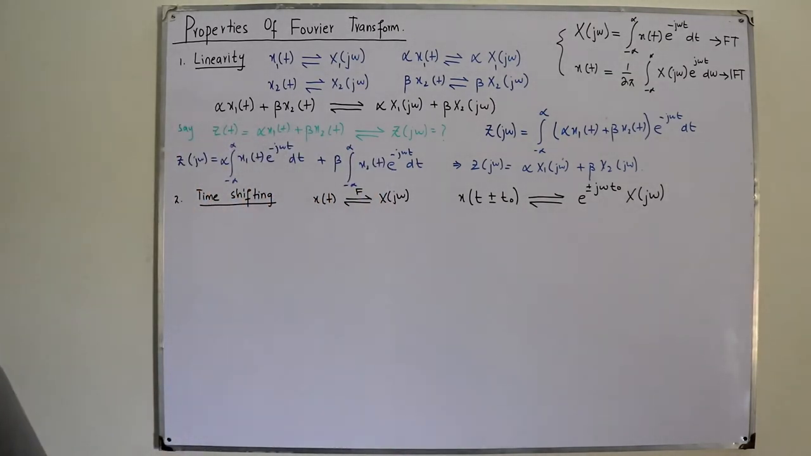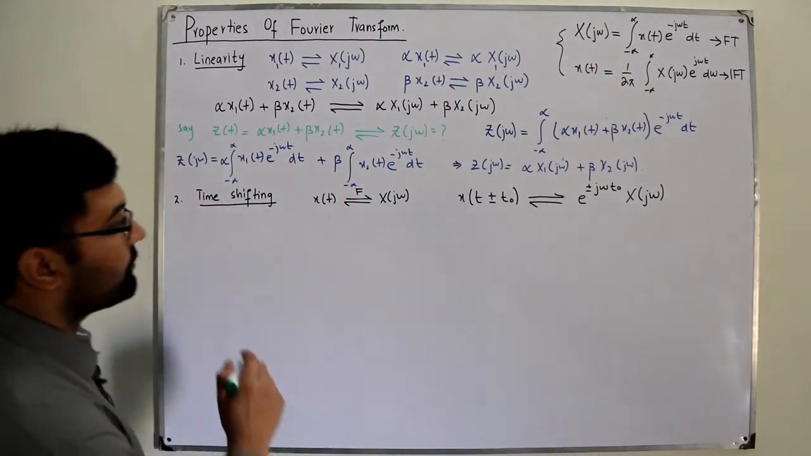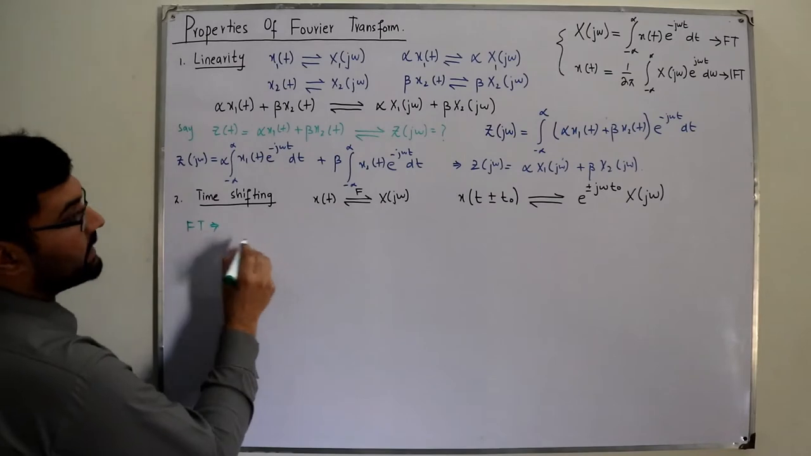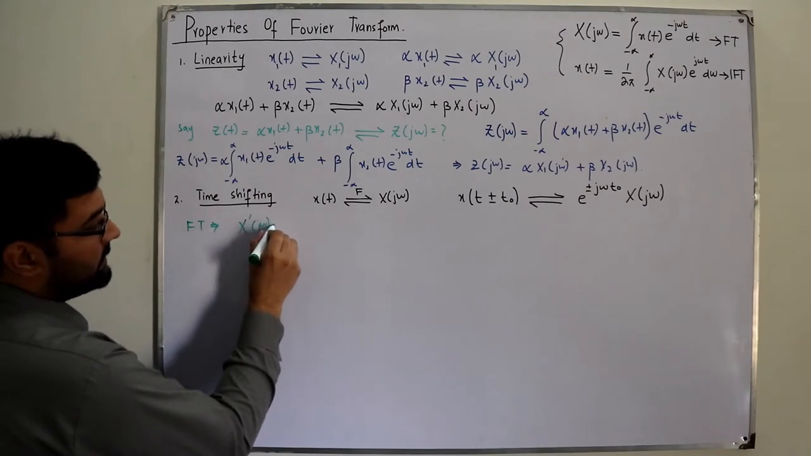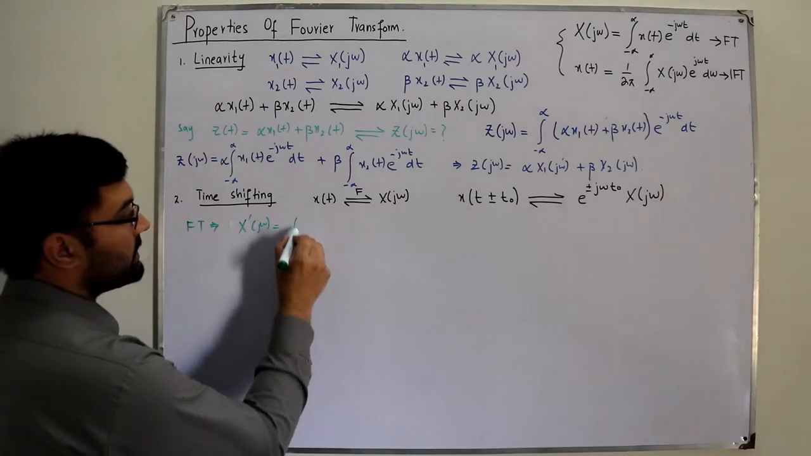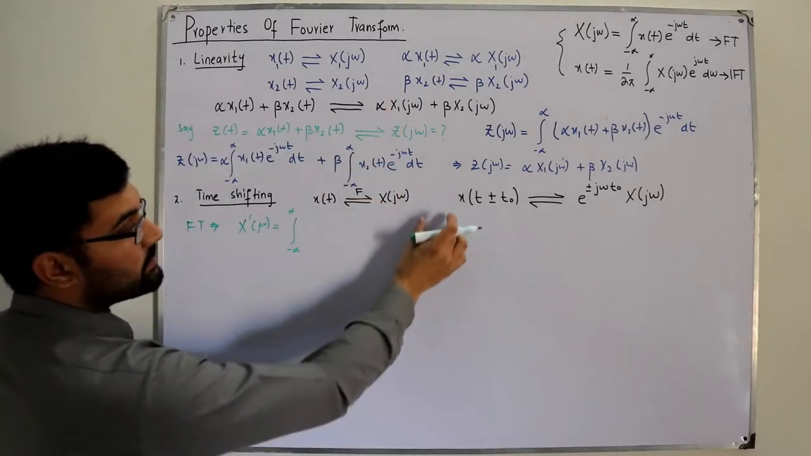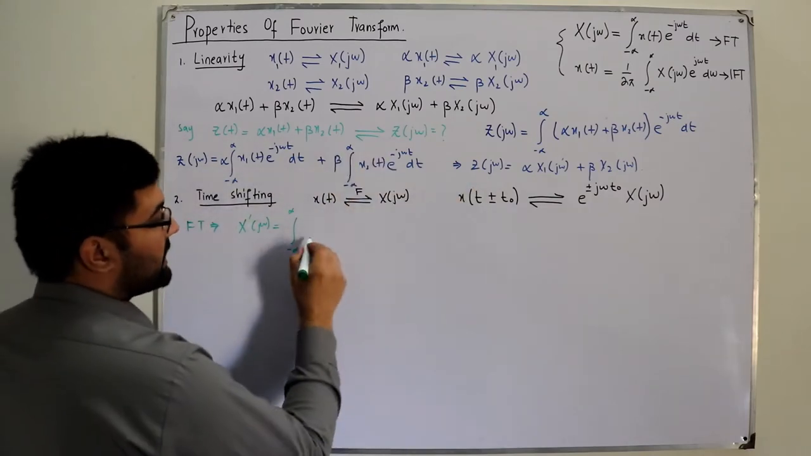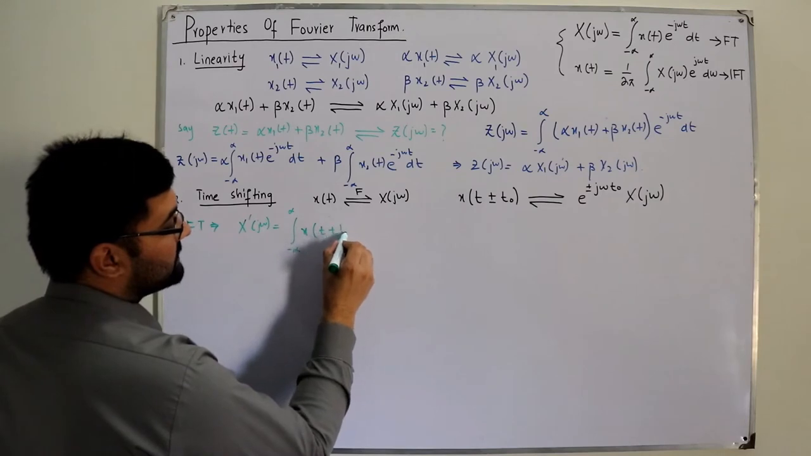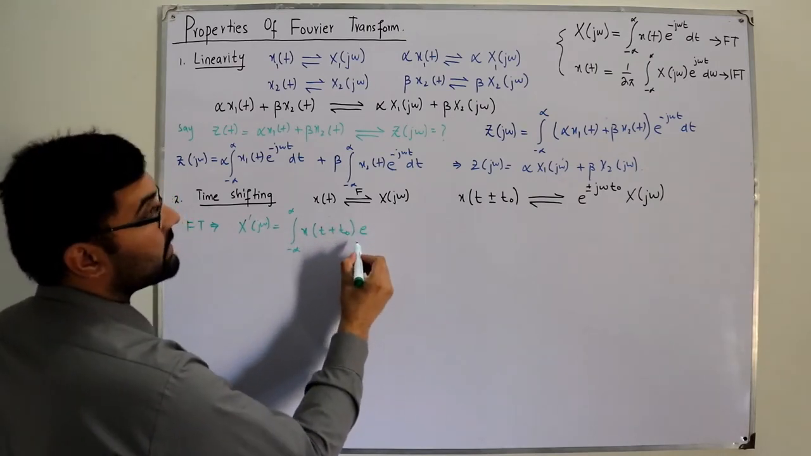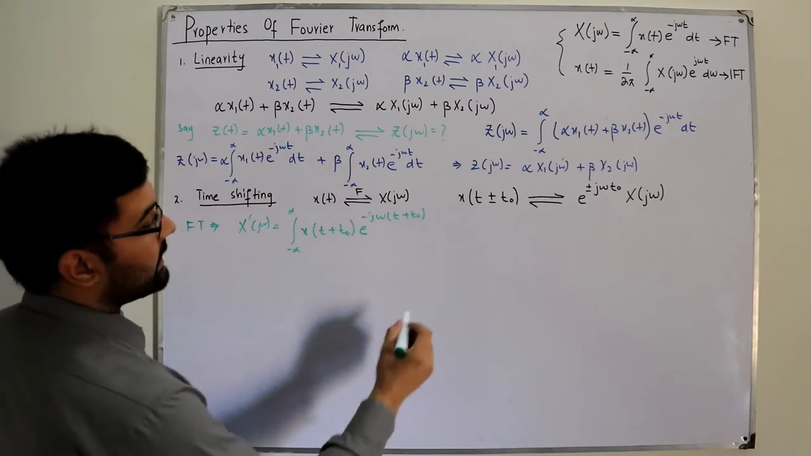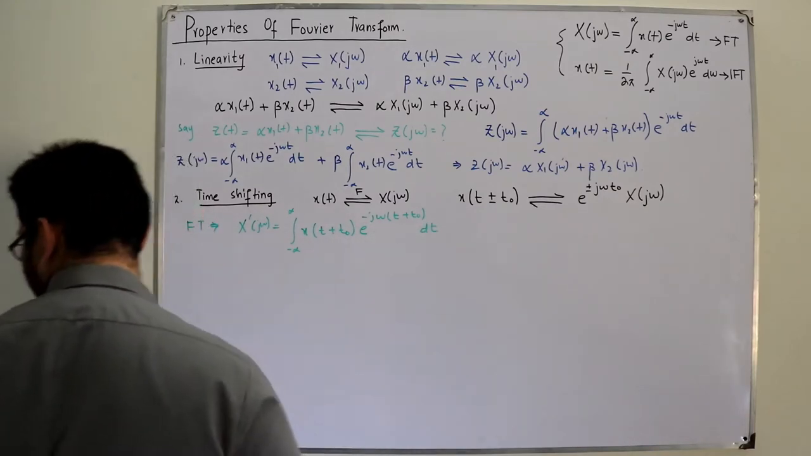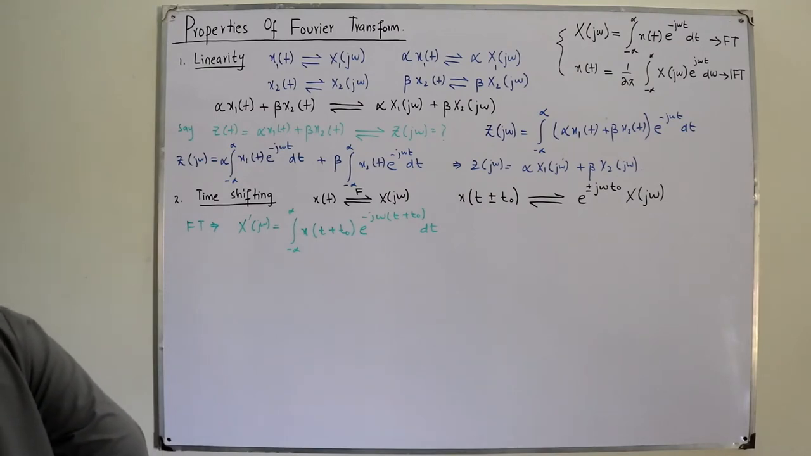Coming to the proof. Now again, you know that x of j omega is equal to this integral, right? So the Fourier transform equation implies that the new Fourier transform, let's say x dash of j omega, would be equal to the integral from negative infinity to positive infinity. And now my x of t is, let's say I'm considering the plus t naught case, so I have x of t plus t naught, and an exponential of negative j omega t, with integration with respect to t.